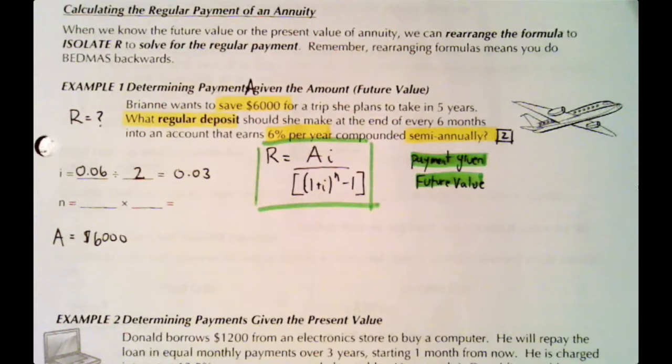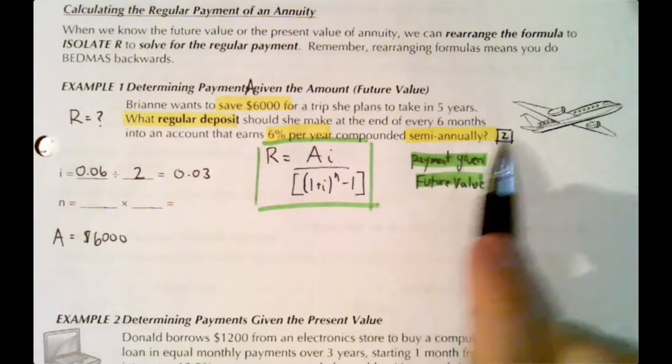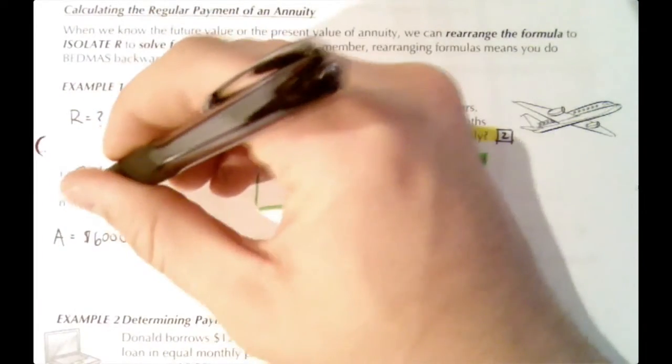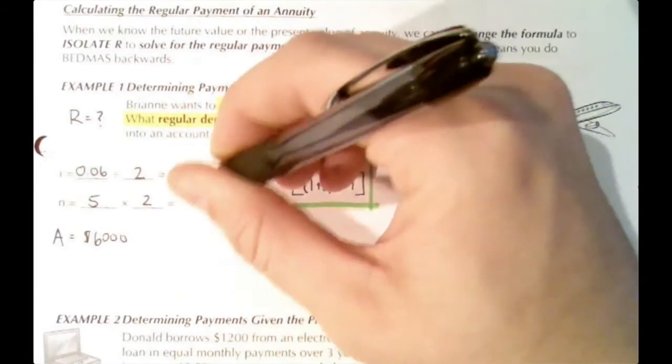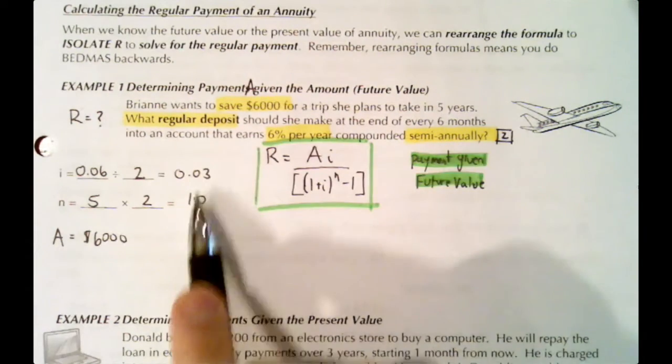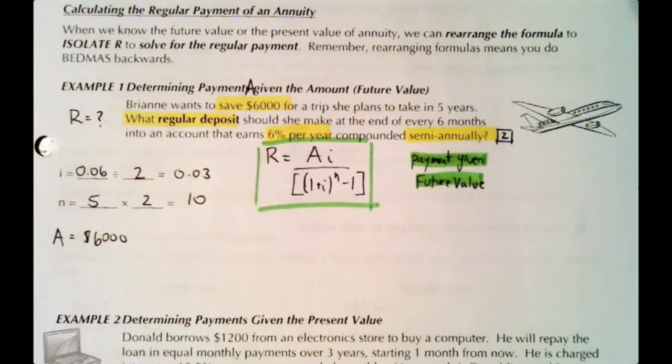Now to find N, it's how many times she needs to make the deposit. Well, she's making a deposit twice per year for 5 years. So 5 years, 2 times a year, 10 total deposits. And now we have I, N, and A. We can use the equation and solve.